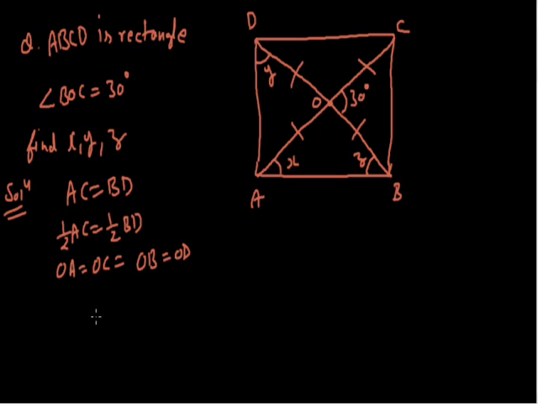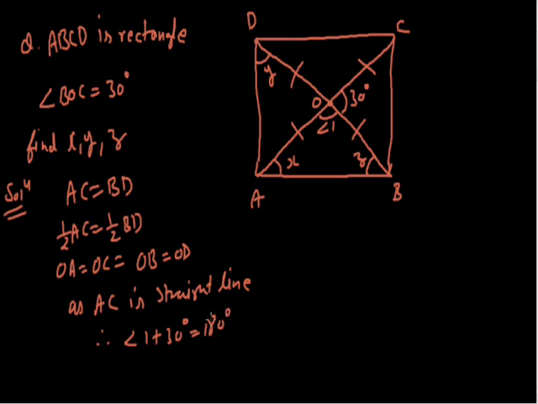Now, as we see that AC is a straight line, let's say this angle is angle 1. So angle 1 plus 30 degrees should equal 180 degrees. Why? Because AC is a straight line. Therefore angle 1 plus 30 degrees equals 180 degrees. Therefore angle 1 equals 180 degrees minus 30 degrees, which is 150 degrees. So angle 1 is 150 degrees.